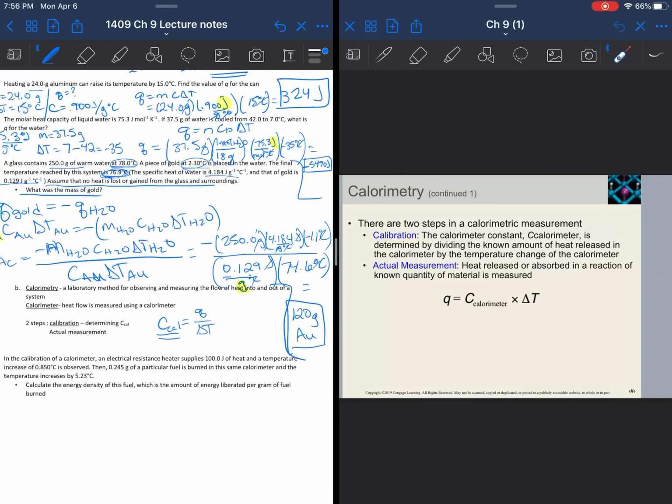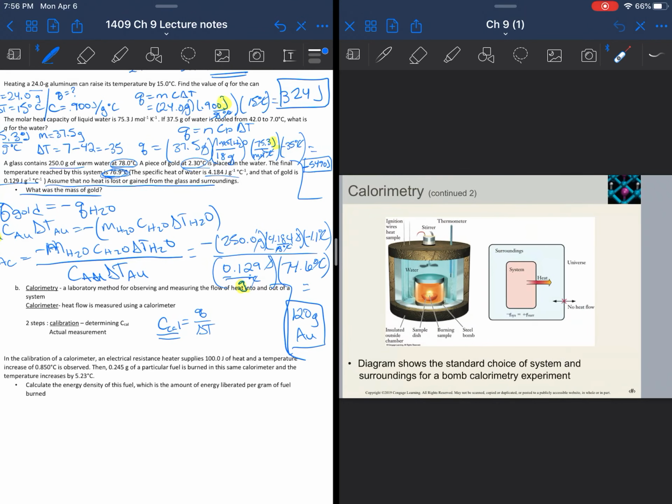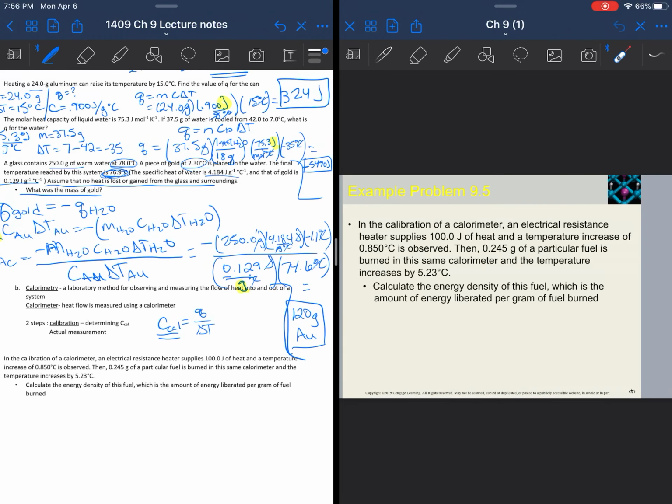You are not going to have part of a calorimeter. You're going to have one whole calorimeter, and that calorimeter is going to have its own calorimeter constant. That is going to be important in solving this last problem here. Something that you want to be aware of.